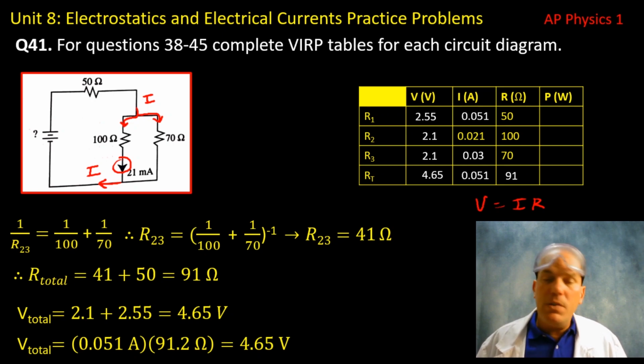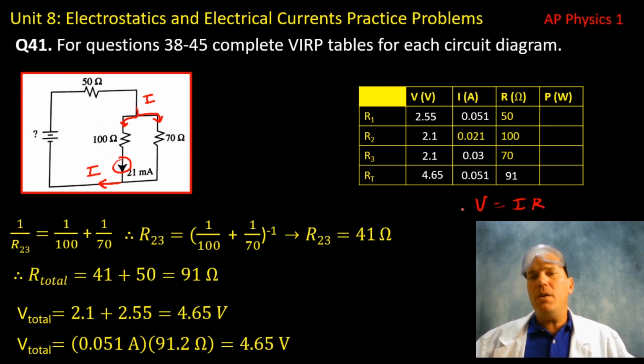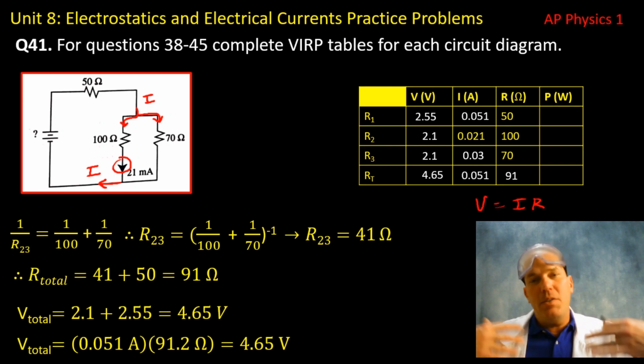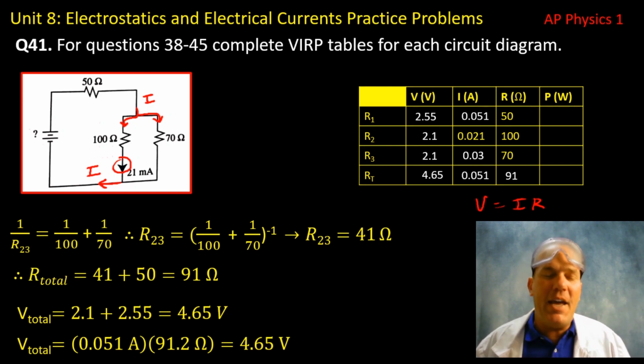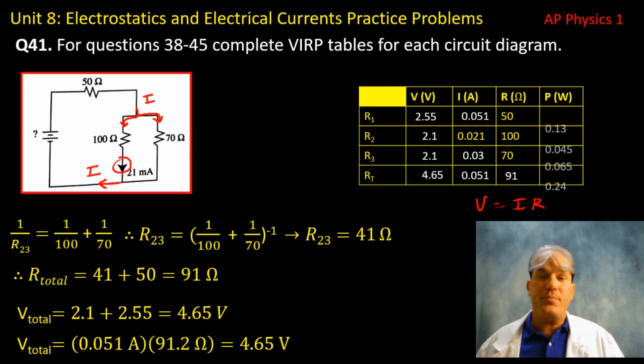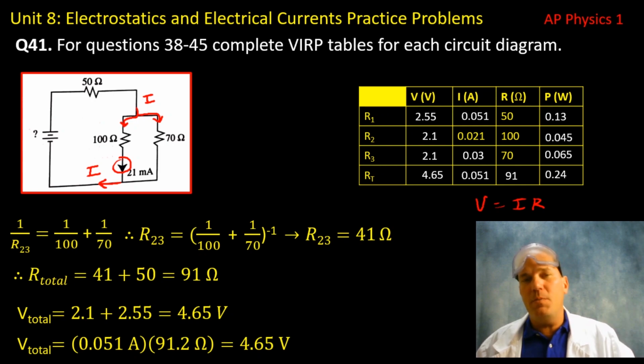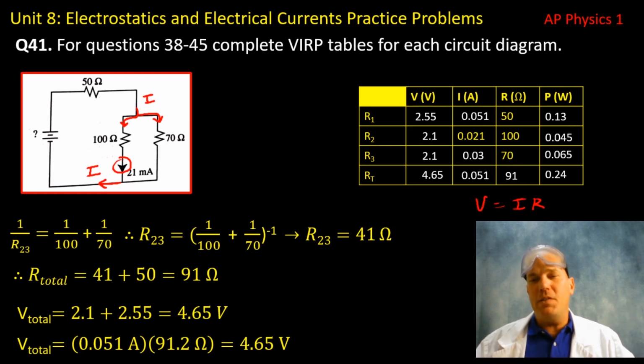So we were able to also calculate the total voltage by using Ohm's law, because we knew the total current and we knew the total resistance. So that could also be another way to get 4.65, and they match. And so you can be confident when that happens that you've got everything correct. Now we can calculate power by taking current multiplied by voltage. They should all add up to be 0.24 watts. And indeed, that's exactly how they add up.